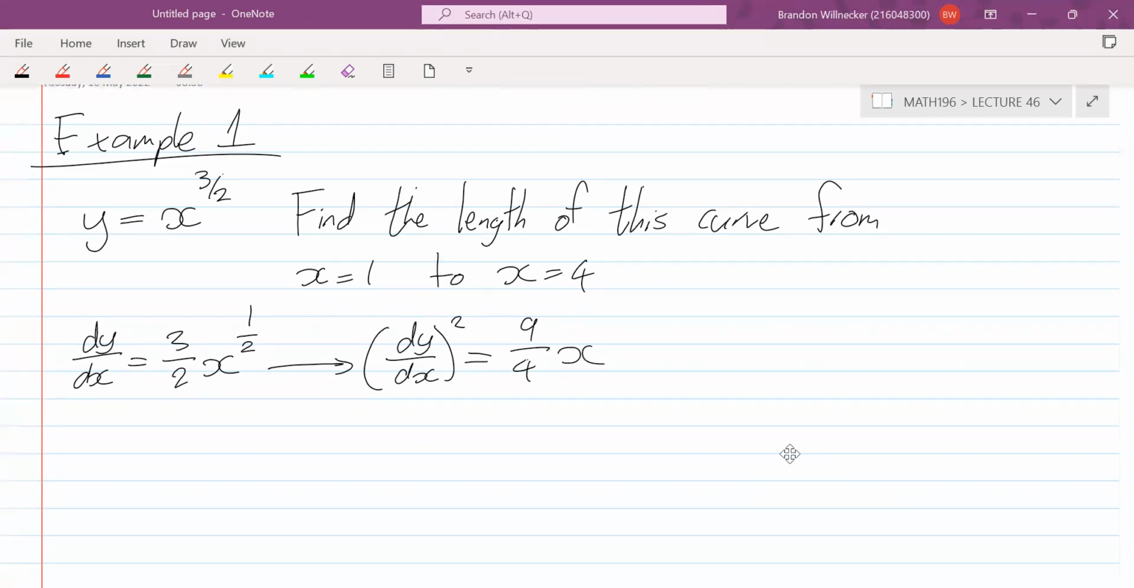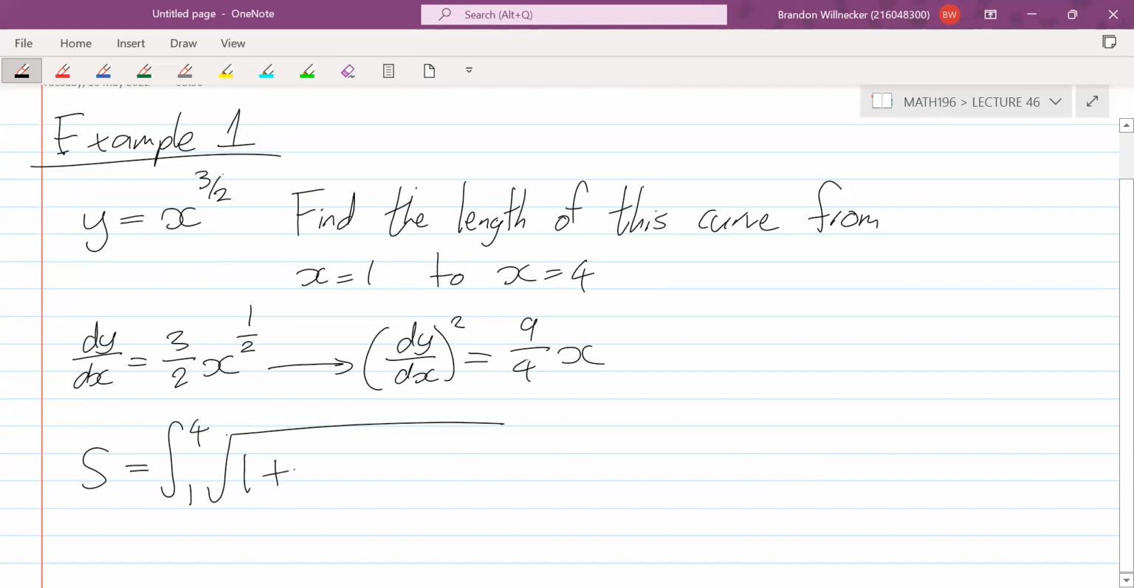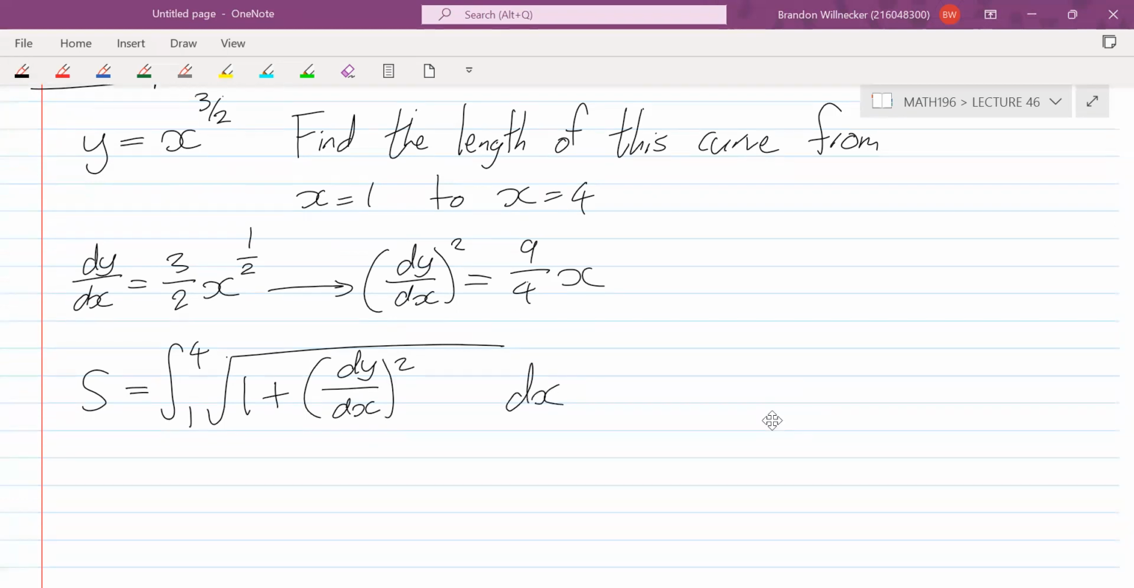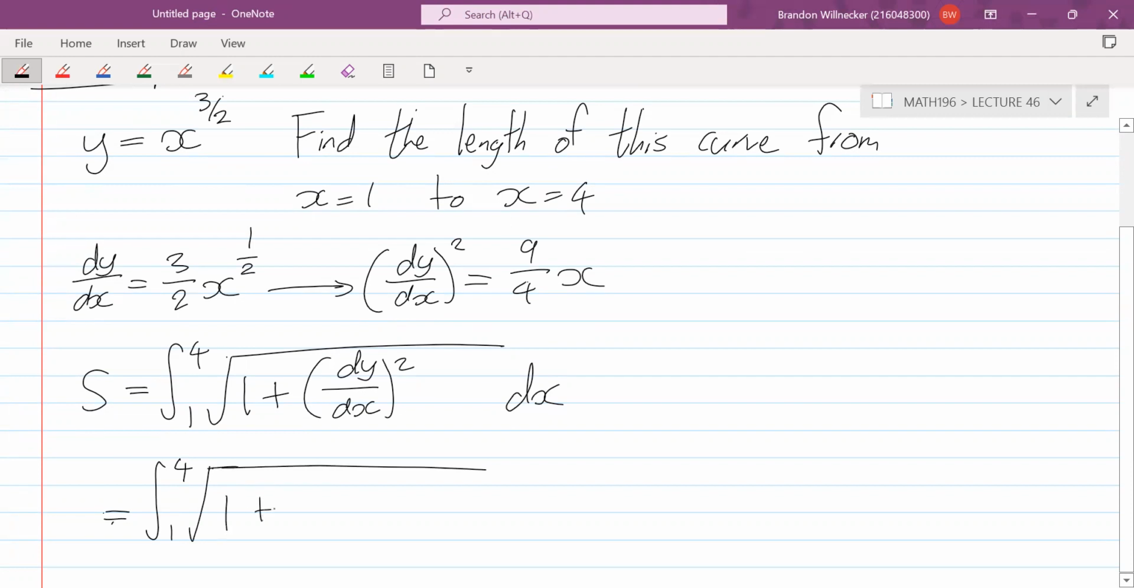So now we can use the first arc length formula. The length S is going to be the integral from 1 to 4, because x goes from 1 to 4, square root of 1 plus dy by dx squared dx. And we've got all the pieces we need now. So this is going to be the integral from 1 to 4, square root of 1 plus 9 over 4 x dx.